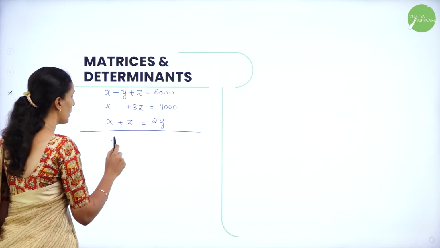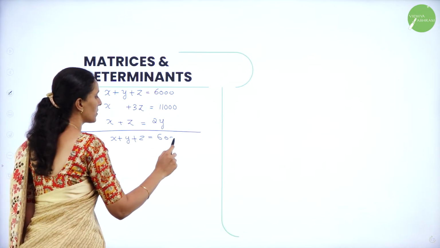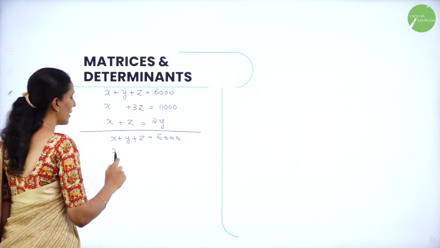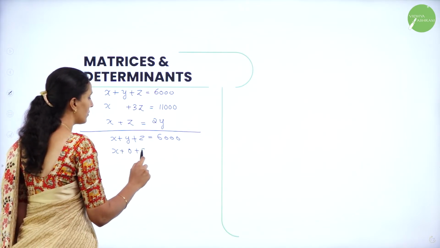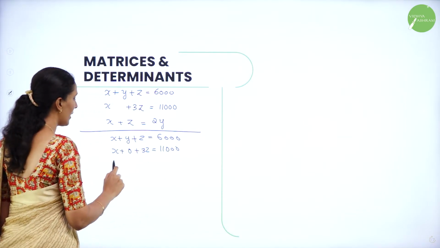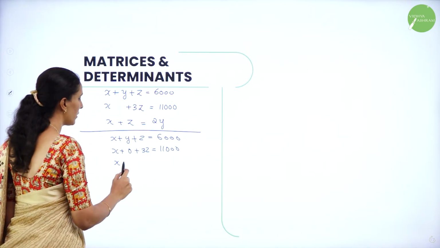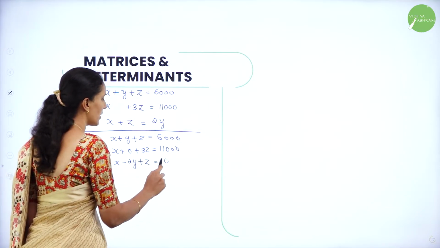I'll rewrite the equation as x plus y plus z is equal to 6000. Next, I don't have any y terms, so it is 0. And here I have 3z, that is equal to 11,000. Next, here I have x, 2y I will shift here, it becomes x minus 2y plus z is equal to 0.